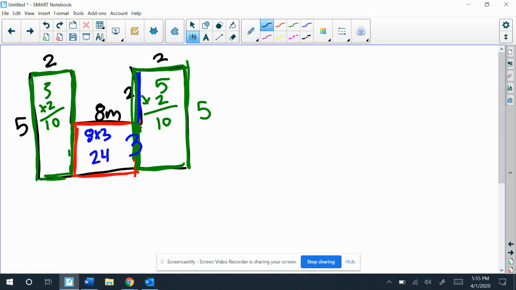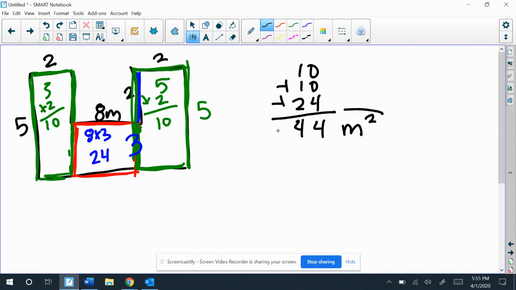I'm going to add all these up. 10, and 24. Okay? 4, 2, 3, 4. 44 meters squared. That was, once again, from lesson 3.